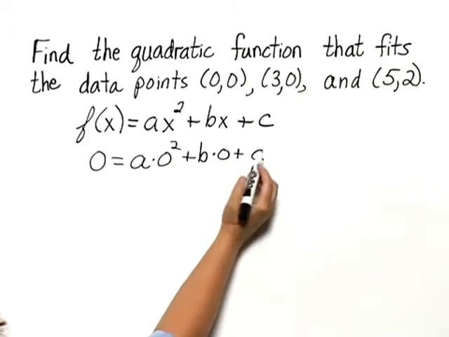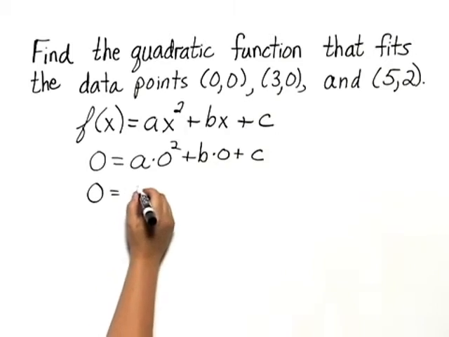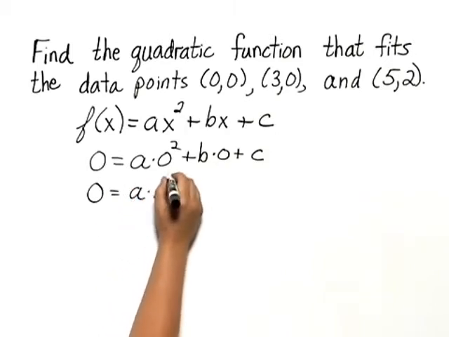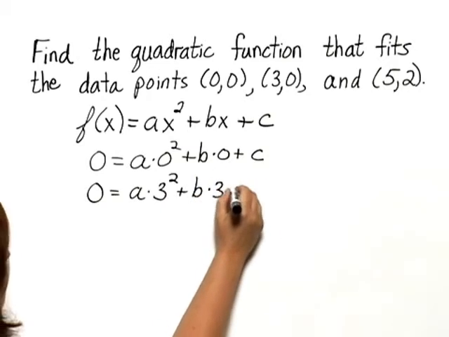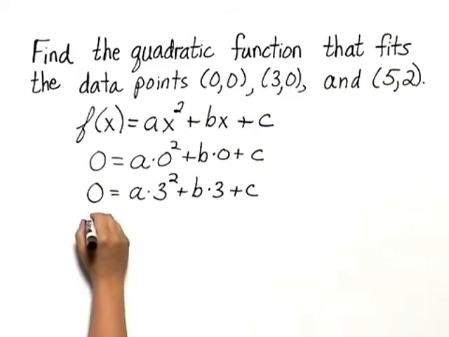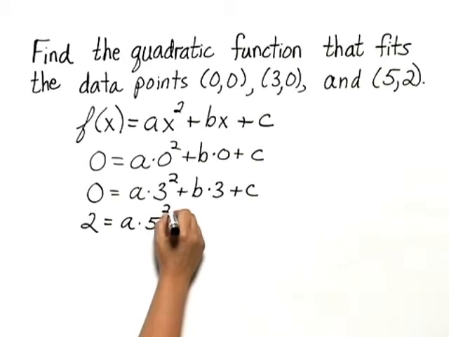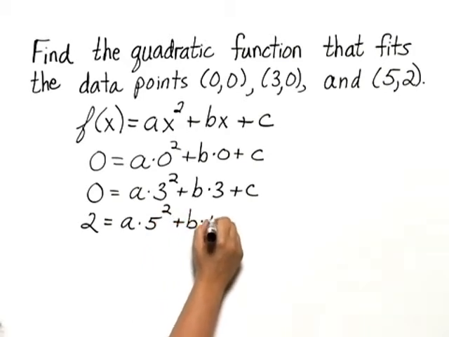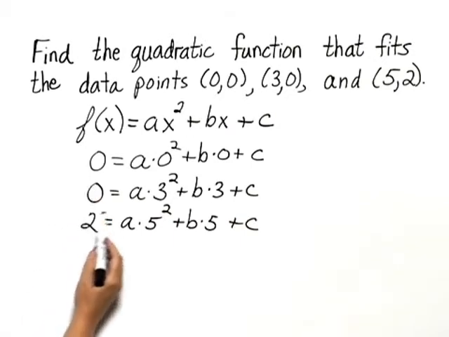c. If f(3) is 0, then we have 0 = a times 3² plus b times 3 plus c. And if f(5) is 2, we have 2 = a times 5² plus b times 5 plus c. And what we really have now is 3 equations in 3 unknowns that we can solve.